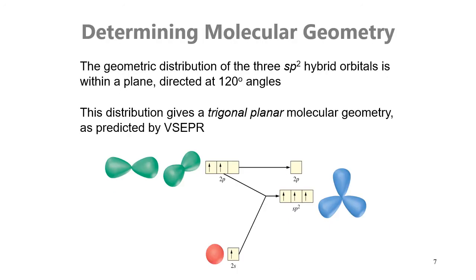For sp2, the geometric distribution of the three sp2 hybrid orbitals is within a plane directed at 120-degree angles. So you know that the distribution gives a trigonal planar molecular geometry as predicted by VSEPR. You get a blue shape like this from the combination of 2p and 2s here.